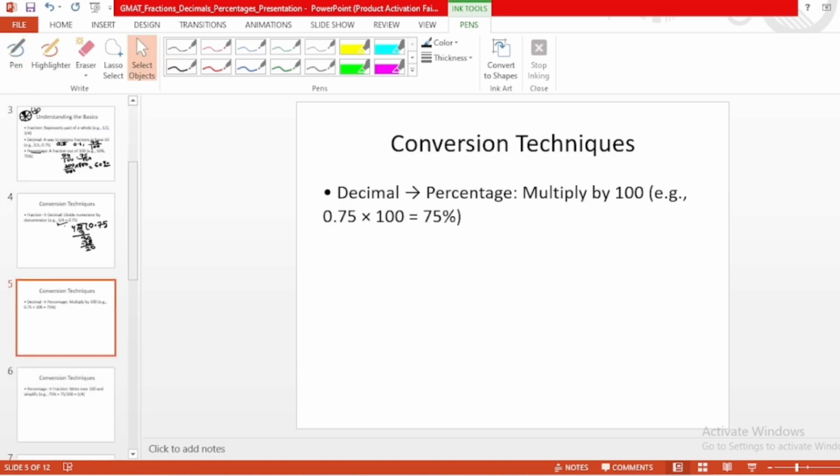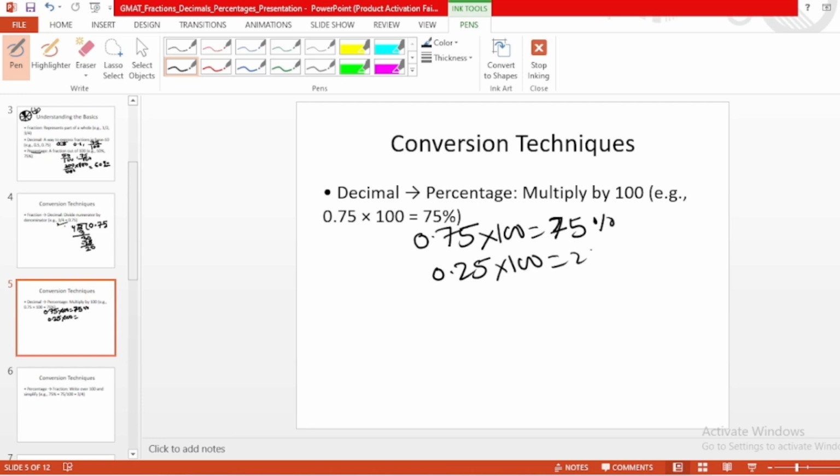Now decimal to percentage. As we have discussed, these are interconvertible. What we have to do is multiply by 100. Example: this is the decimal 0.75. You need to convert it to a percentage. Just multiply by 100, so it becomes 75%. Now 0.25 to percentage. Just multiply by 100, you get 25%. So we have seen that they are interconvertible.